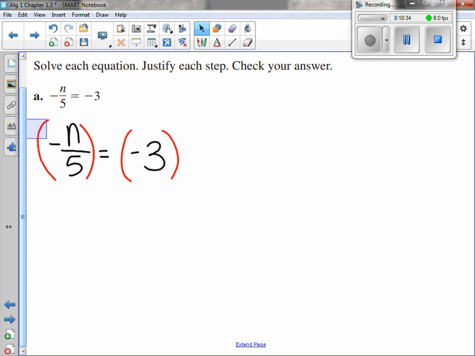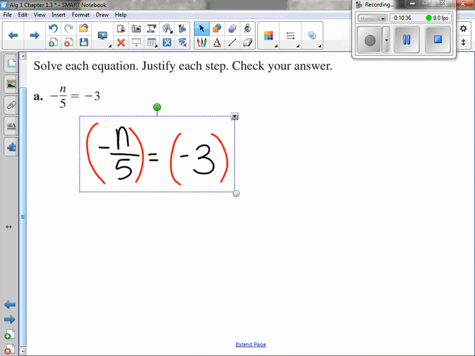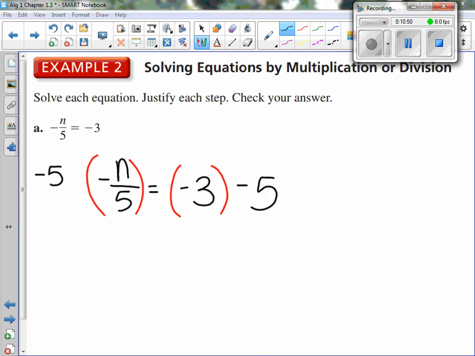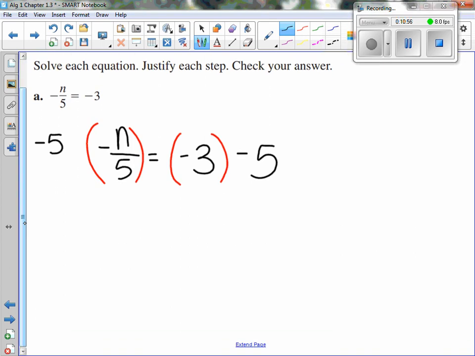I'm going to move this over a little bit so that I can write the negative 5 in here. So we're going to multiply both sides. Okay, so we're multiplying negative 5 on both sides. And the reason we do this is because we will get n by itself.